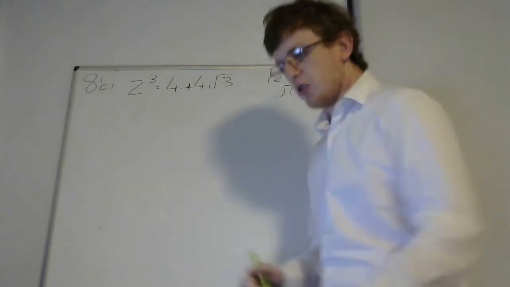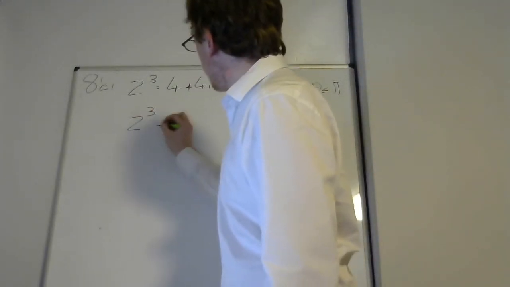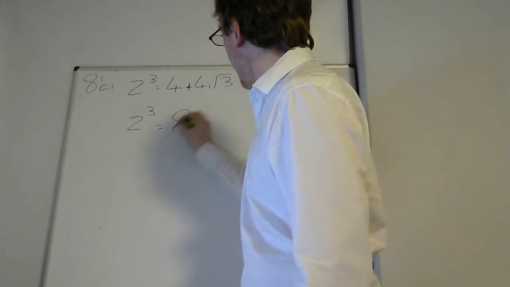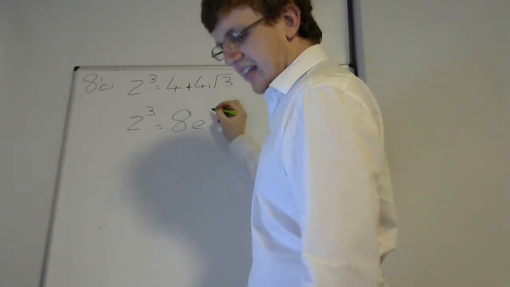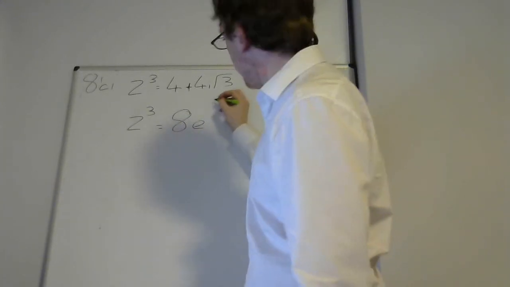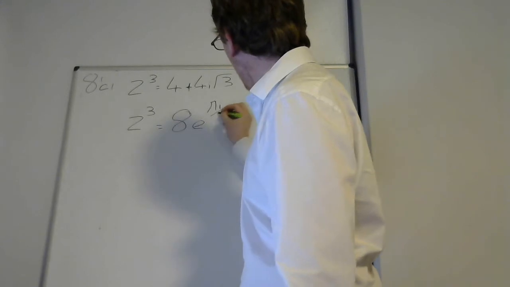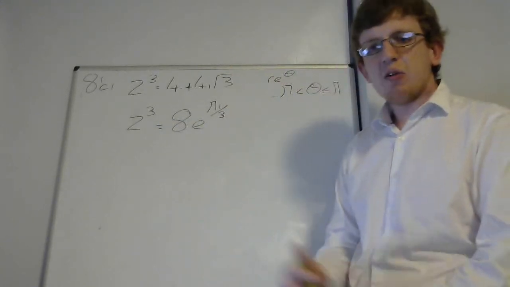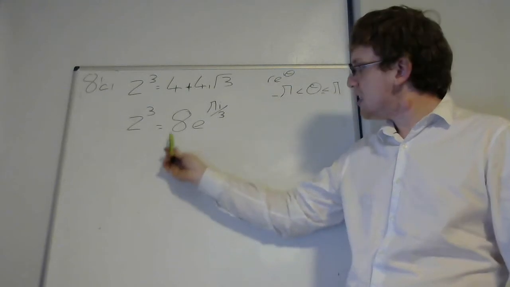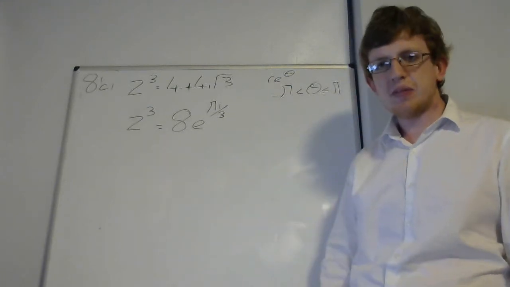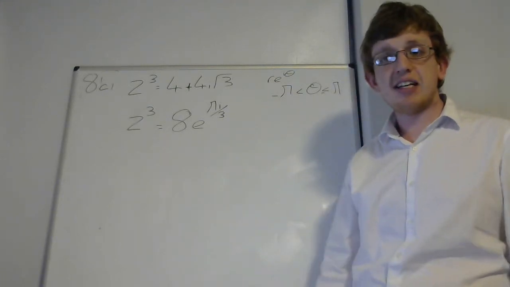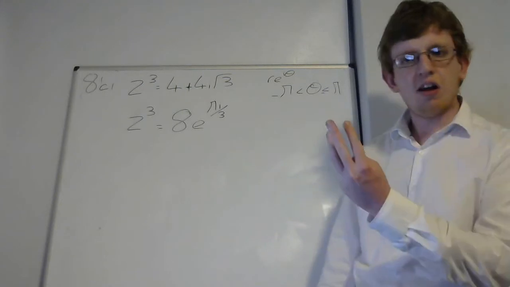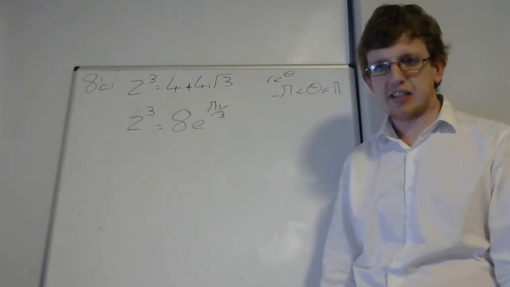So the first thing we're going to do is convert this into polar coordinates. We've already done that. We did that in the first question. This was 8e to the pi i on 3. Now, this is equal to z cubed. Z cubed means there need to be 3 different solutions for this.